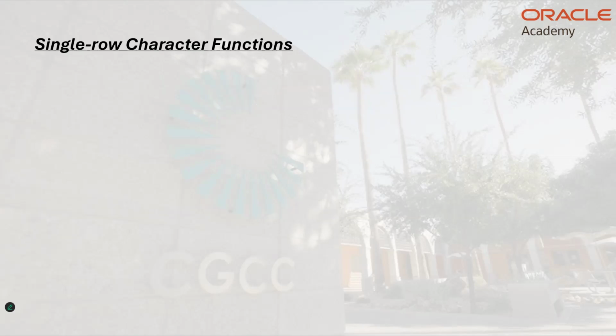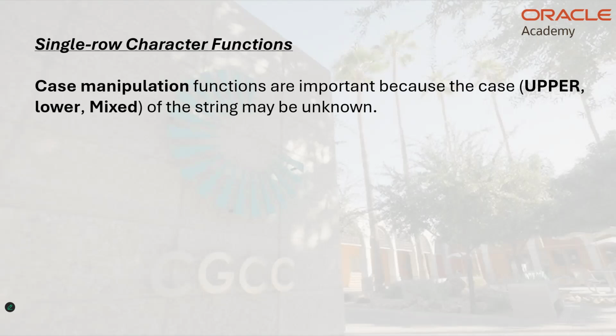All right. So let's get into it. Single row character functions. Case manipulation. These are functions that are important because the case, upper, lower, mix of the string, you may not even know what's in the database. So you're going to convert it so that basically no matter what's stored in the table, you can look for a specific result.